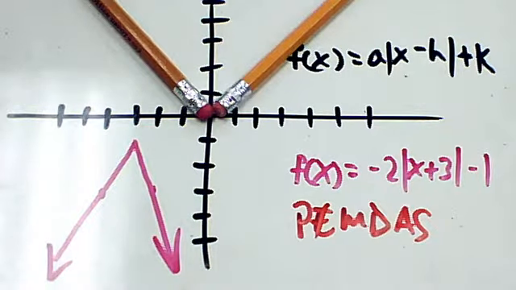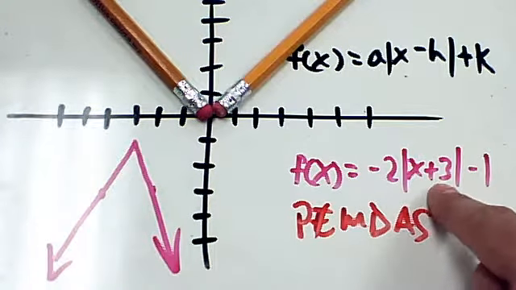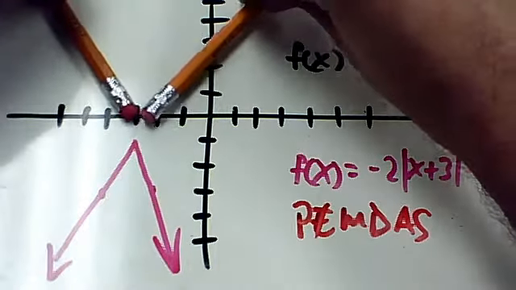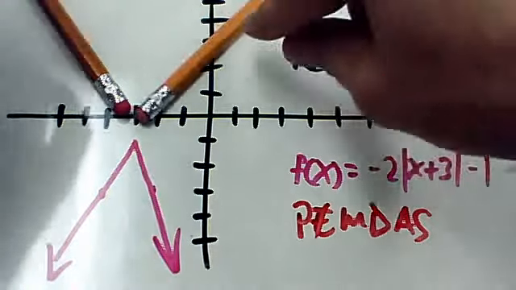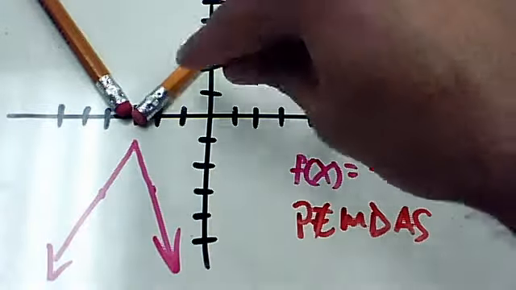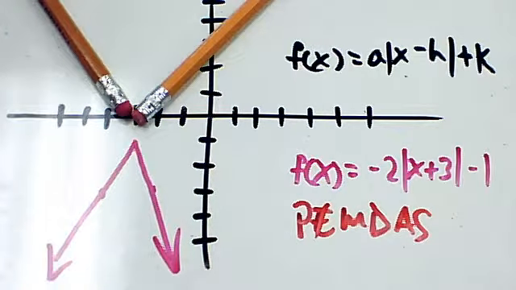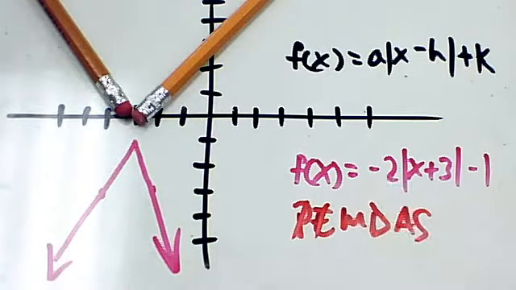If I do everything inside the absolute value bars first, it says add 3. That means we're going to shift over 3 units. So 1, 2, 3. Conveniently, the graph will pass through 3 on the y-axis. That will be the y-intercept. So that's the parentheses, or absolute value bars. The next thing is multiply by a, which in this case is negative 2.